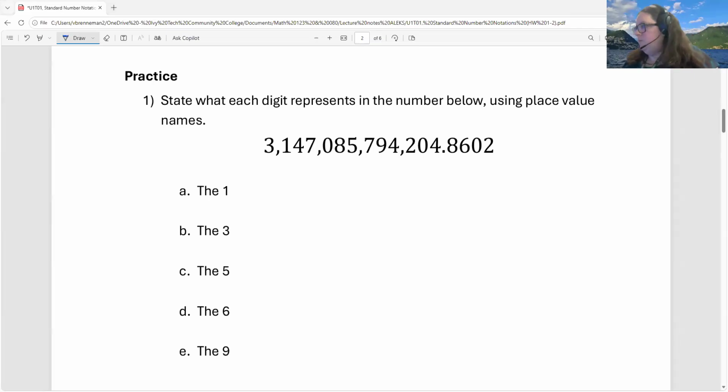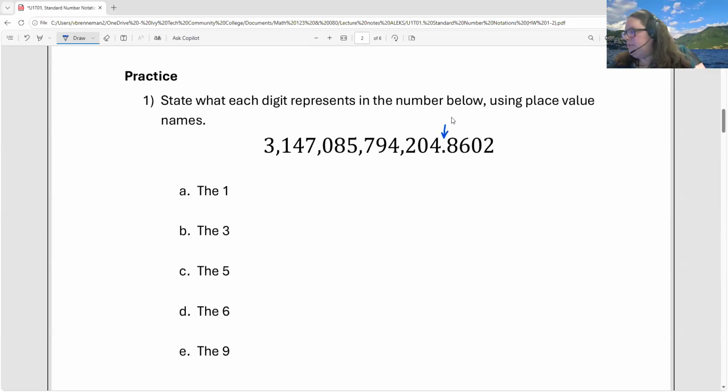This video is over place values. So we have here a number with many digits, and the place values always count from the decimal point as the starting point. Going to the left, we have the ones, tens, hundreds, and then we start this new pattern of a comma every third digit.